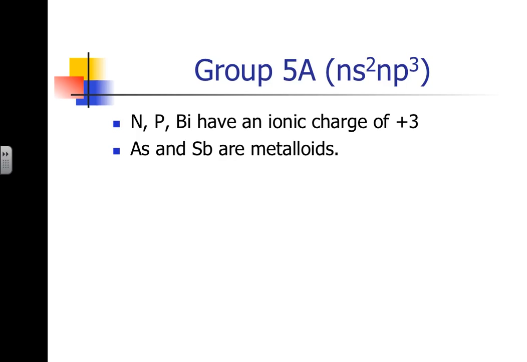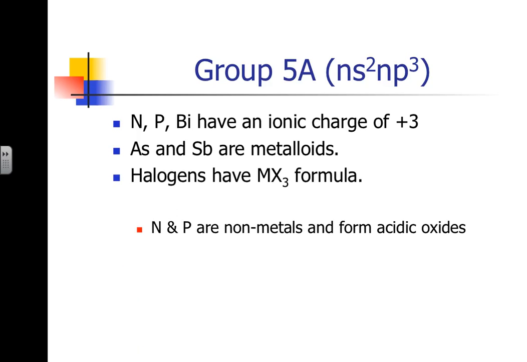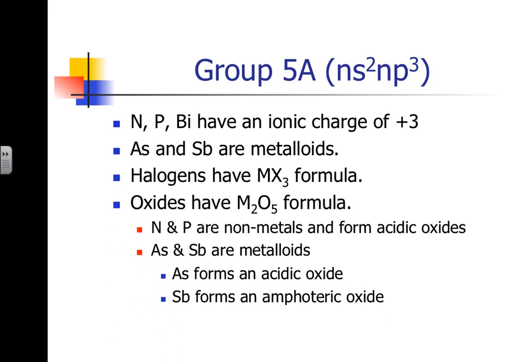You have 2 that are metalloids. And then if they would work in with a halogen to bond with that, MX3 would be the formula. Their oxides are going to vary greatly because of the differences in the metal character of each one of these. So you can kind of read this. But bismuth is definitely a metal. It's actually going to form a basic oxide.